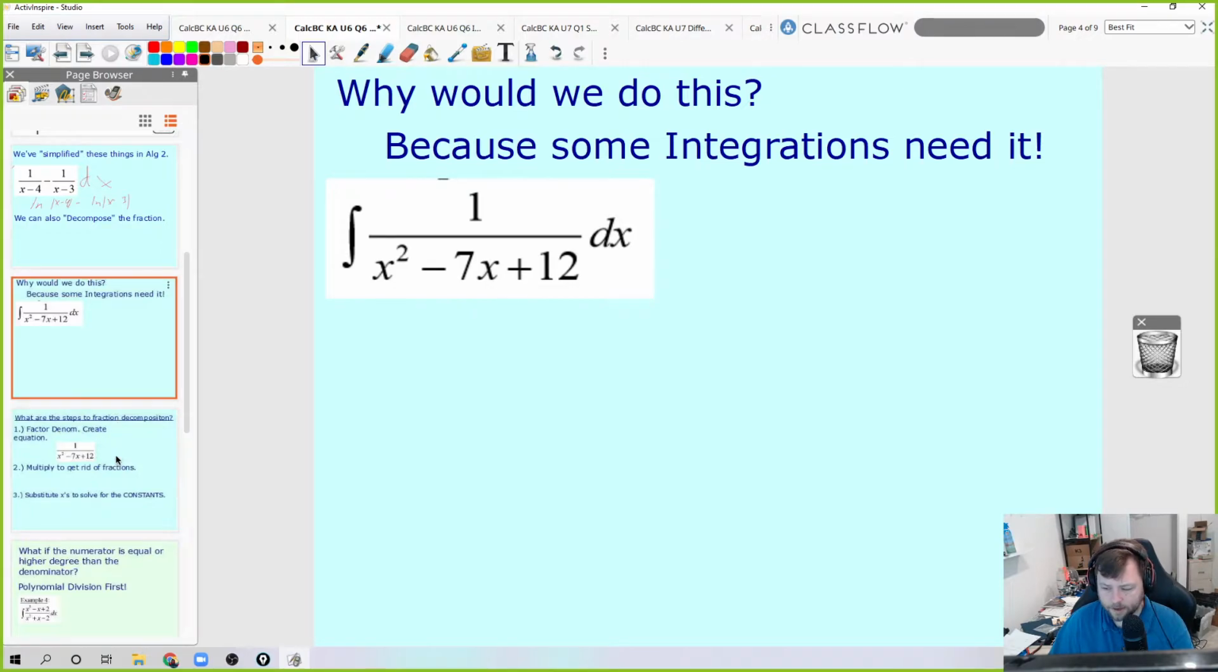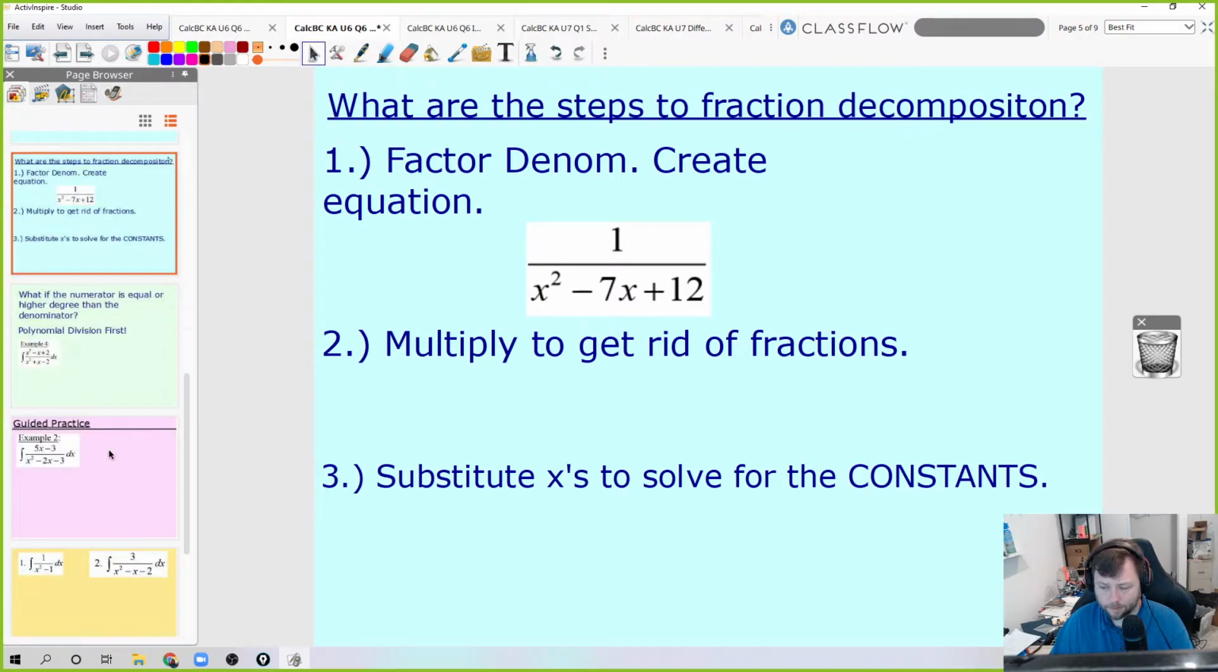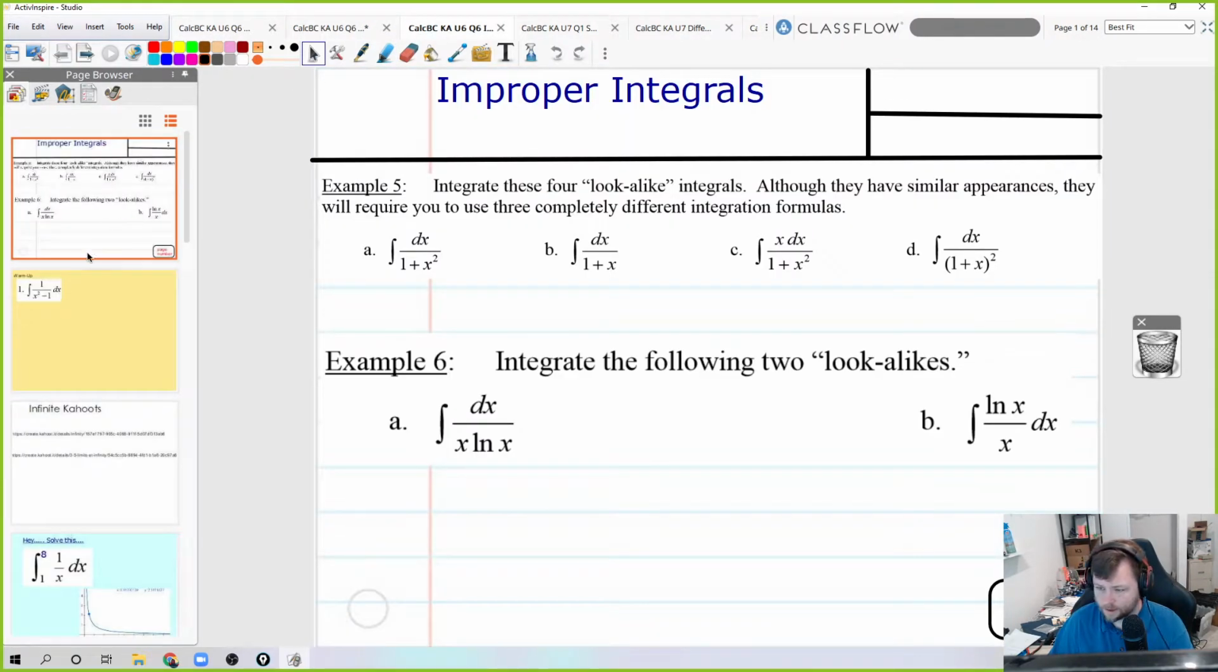Now, how do you break it down? We had some steps. It was a long process. But look at your notes on how to do that. Have those ready. That's what you need to do. It's part of the AP test. I expect it to be on the AP test too. And it will be on your test, and it's on the review. The next thing we did was improper integrals.